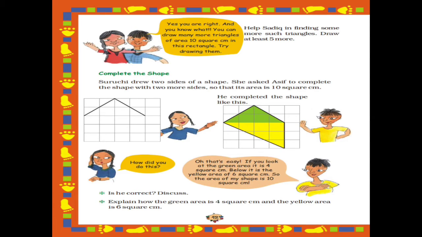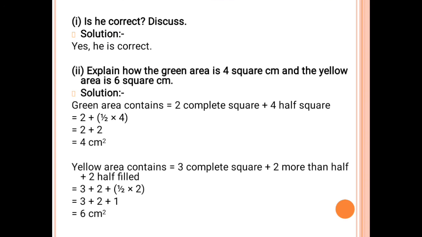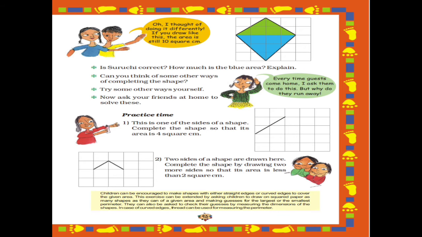Now if we add the areas of both colors, green and yellow, it will be 10, because the area of green color is 4 square centimeter and the area of the yellow color is 6 square centimeter. If we add 4 plus 6, it will be 10 square centimeter. So Asif has drawn the correct shape. Now you can pause the video here and write this solution in a notebook. Now let's read ahead what is given.